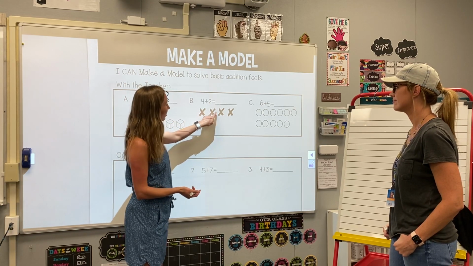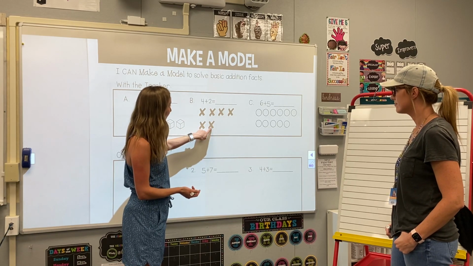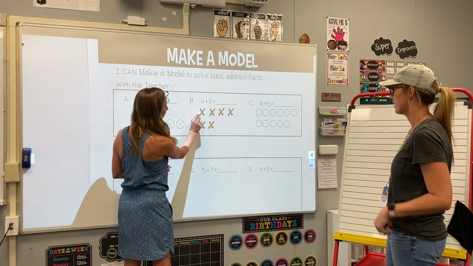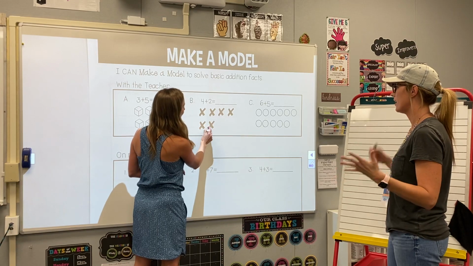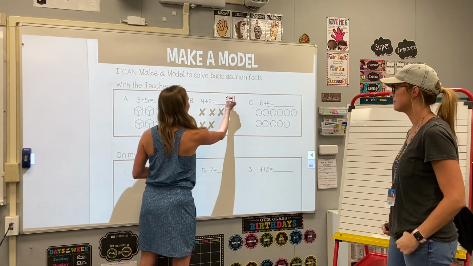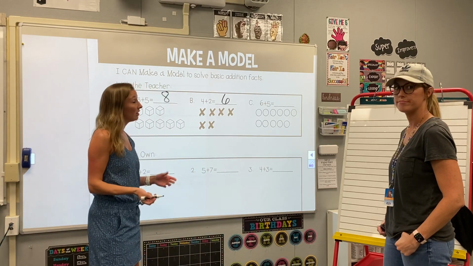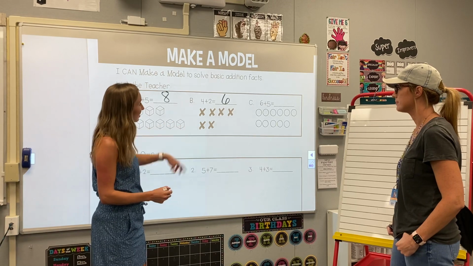We have 4 X's drawn at the top in a nice neat row, and we have 2 X's drawn at the bottom. Let's go ahead and count them all together, starting at the top. 1, 2, 3, 4, 5, 6. Awesome. So our answer is 6. Now maybe some of you can do that in your head. This is just another strategy to add to your toolbox of ways that you can add numbers together.